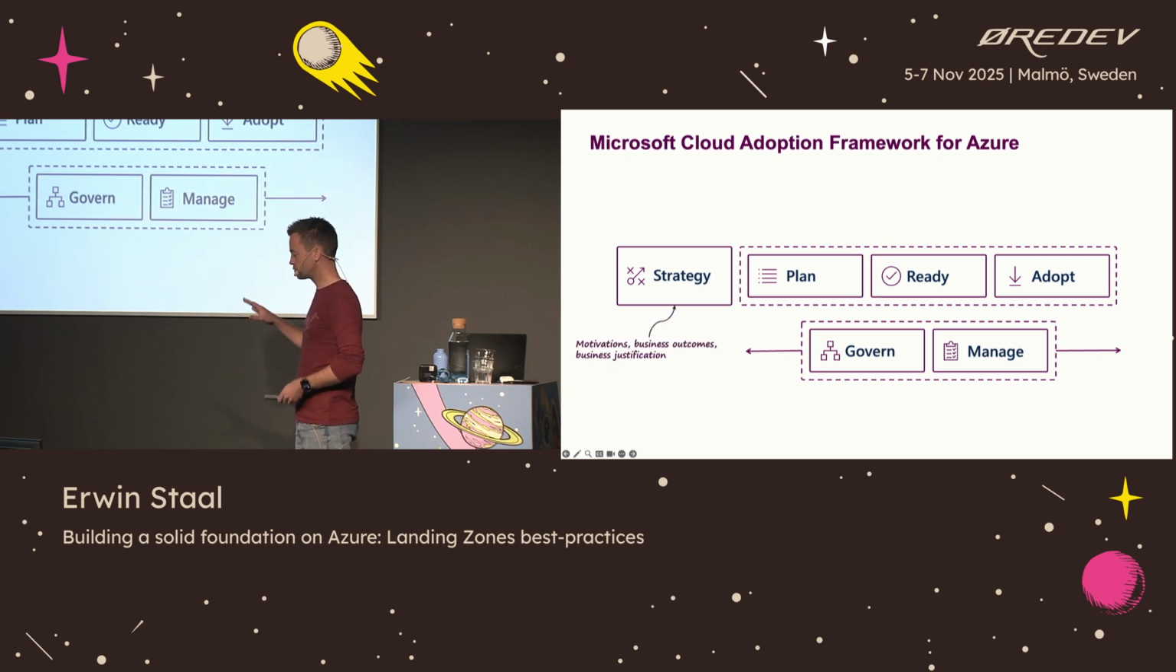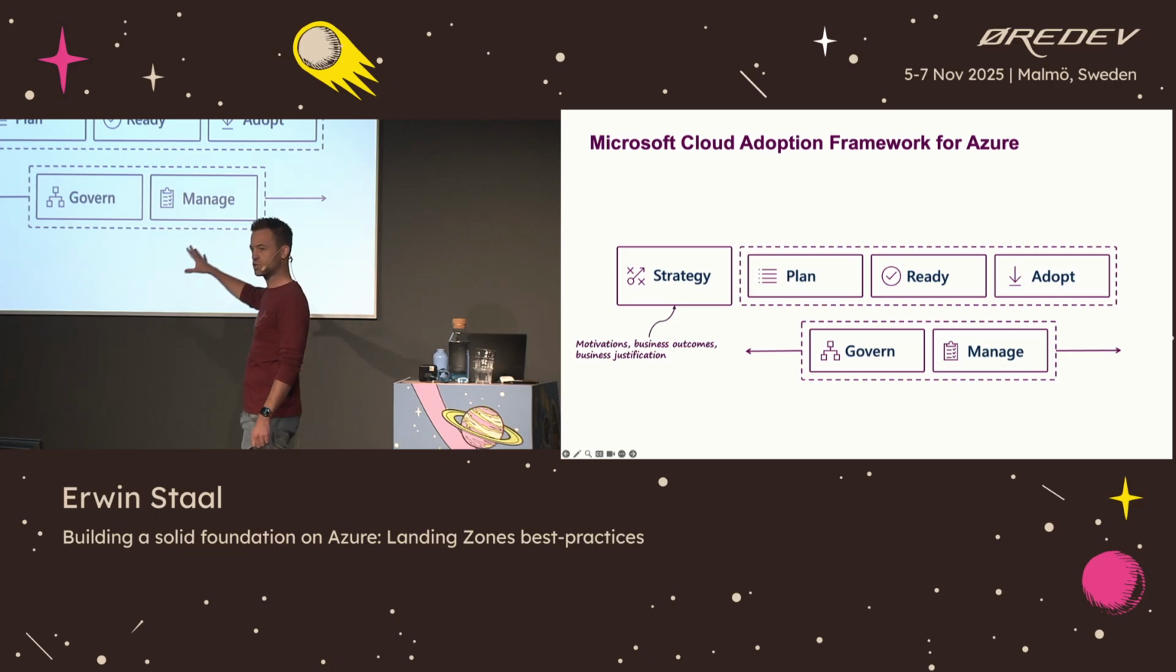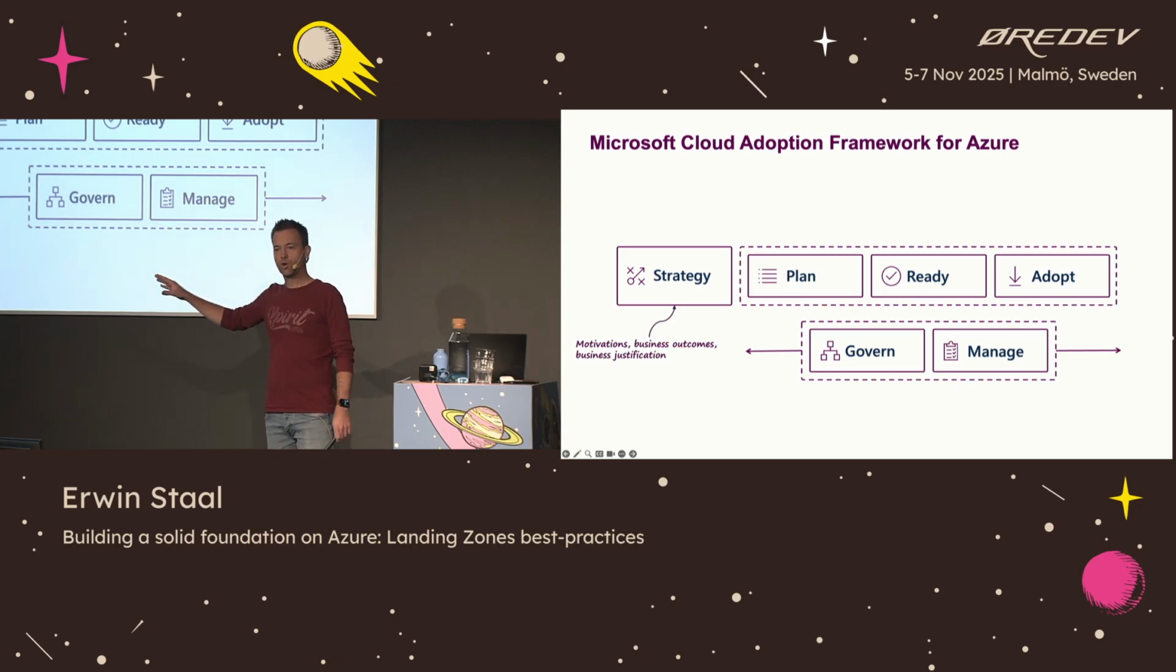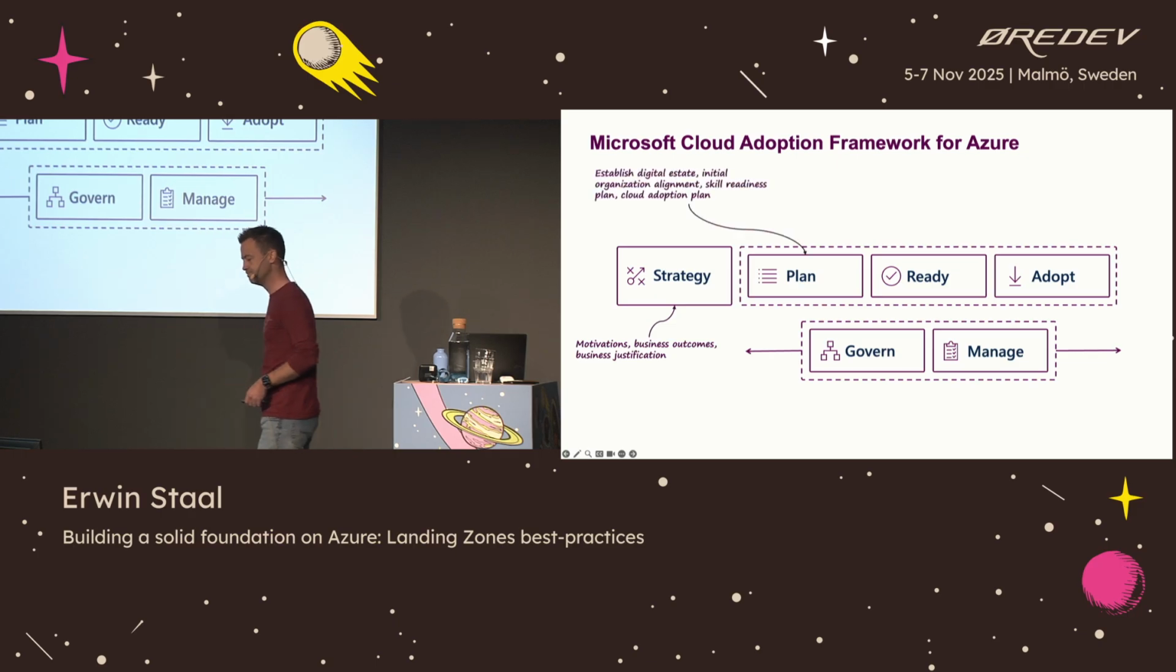So first of all, we start in the strategy phase, which is the place where you as an organization start to think about, all right, we want to move to the cloud. Why do we actually want to move there? What are our business objectives? What do we want to achieve by moving into the cloud? If you then still want to move forward, you head on into the plan phase.